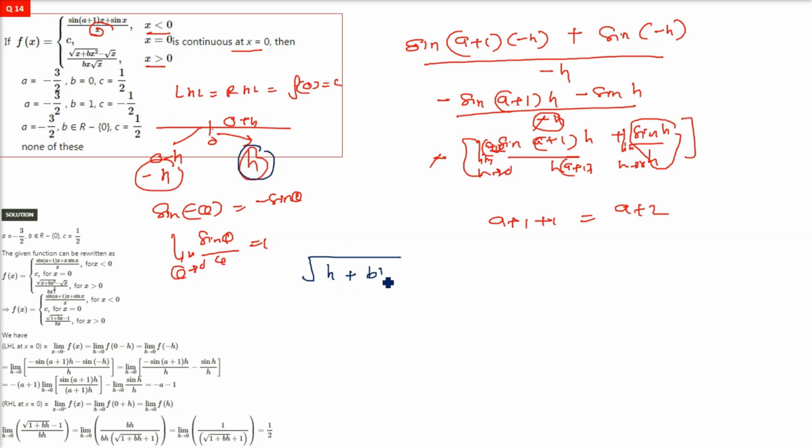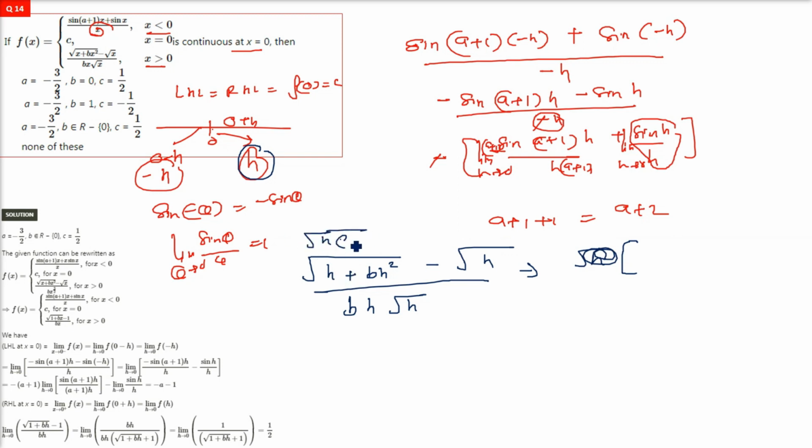So it is h, 0 plus h is h only, so replace this x by h. h plus bh square minus under root h, divided by bh under root h. Now just take the under root h common. So you can write this root h in this root h. So what I am trying to suggest here is root h.